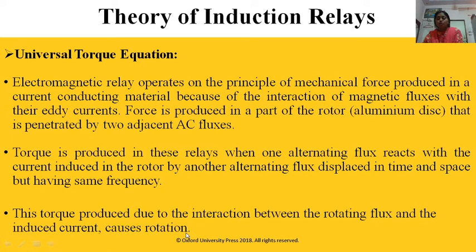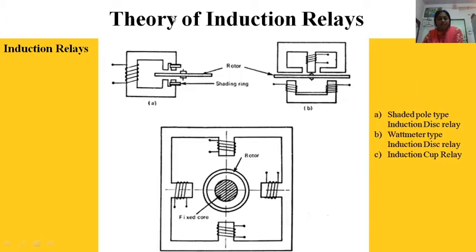Now in this, two fluxes are there. In shaded pole type construction, two fluxes are produced by non-shaded pole and shaded pole. The flux flowing through shaded pole will lag behind the non-shaded pole, while in wattmeter type construction upper magnet will provide one flux while lower magnet will provide other flux. Okay, now in induction cup type relay, this pair of coils will produce one flux, while these coils will produce another flux. Like this two fluxes are produced.